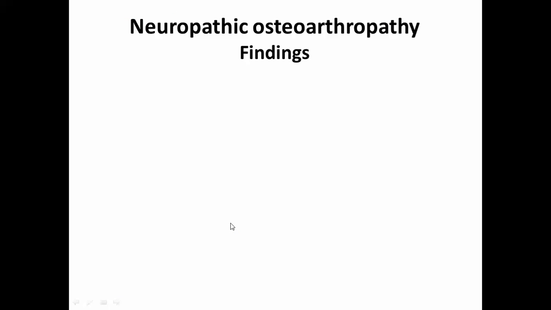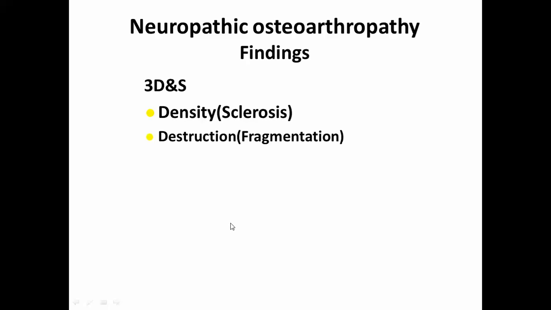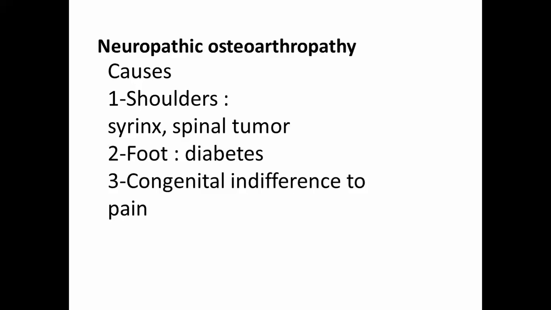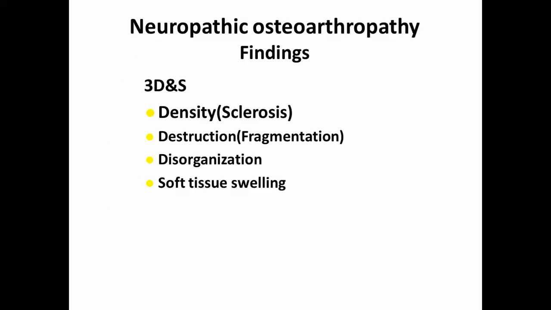Neuropathic osteoarthropathy findings are 3 D's and S. This is density change, sclerosis, destruction and fragmentation. These two result in disorganization, and usually there is soft tissue swelling around, periarticular soft tissue swelling. So we can conclude it or abbreviate it like 3D and S.